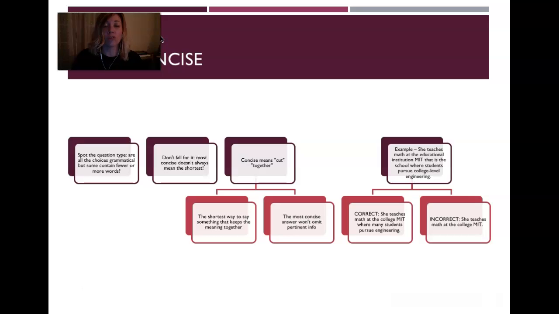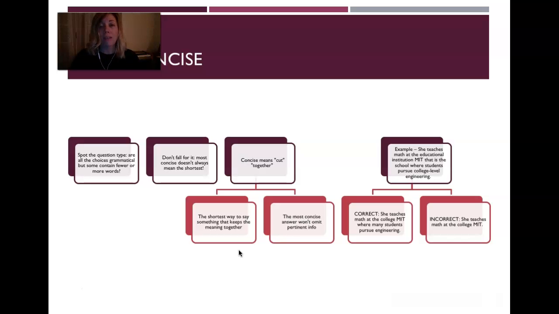However, don't fall for it. Meaning most concise doesn't always mean the shortest. So the easiest route would be, well, pick the shortest answer. It's the most concise. Concise and shortest, they don't mean the same thing. Concise means cut together. That's what that word means. Cut together. So the shortest way to say something that keeps all of the meaning still together. So it cuts it down to something shorter, but all the meaning is still there.